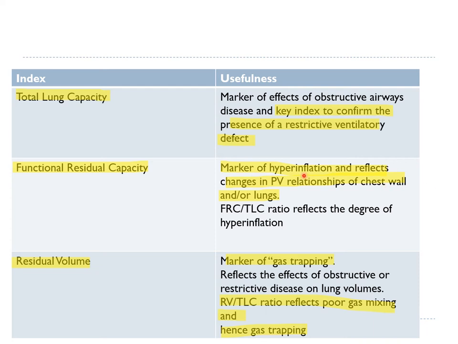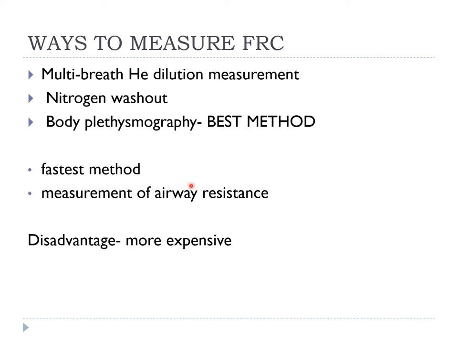So what is the marker of hyperinflation? FRC and total lung capacity help in the presence of restrictive ventilatory defect. Residual volume reflects gas trapping. RV by TLC reflects the poor gas mixing ratio.